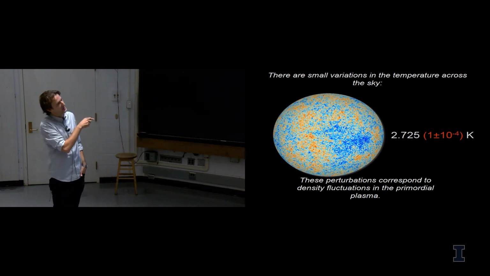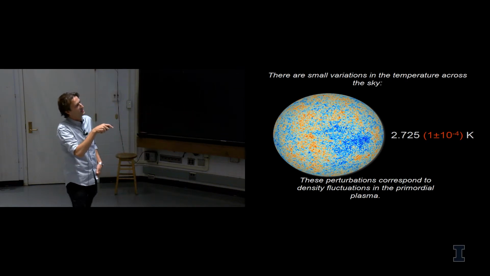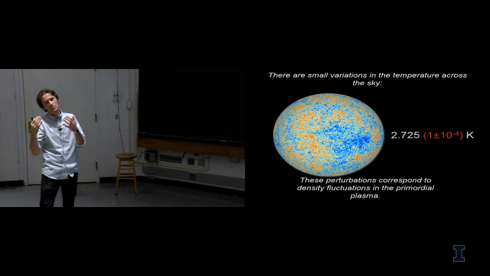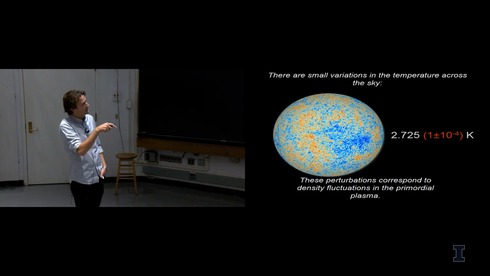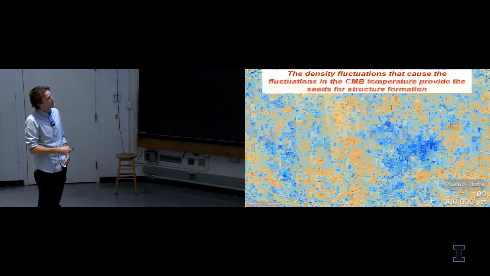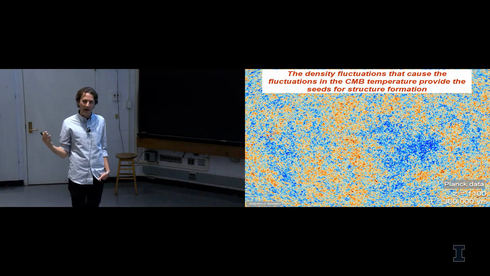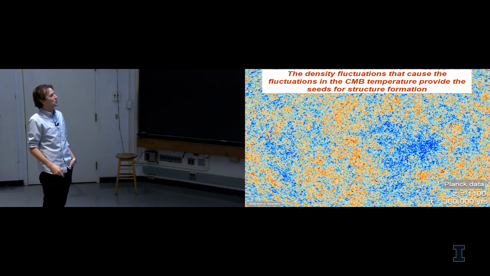And what these tiny fluctuations correspond to is little regions of space where the plasma of electrons and photons is just a little bit hotter or a little bit colder. So these are basically density fluctuations in the primordial plasma. And as I mentioned, these density fluctuations that cause fluctuations in microwave background temperature provide the seeds for the subsequent structure formation.